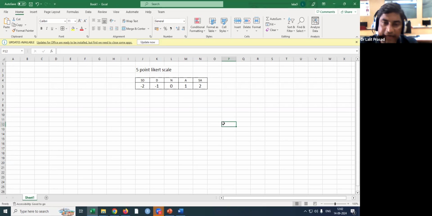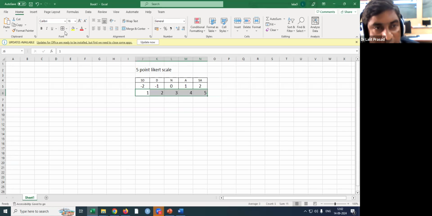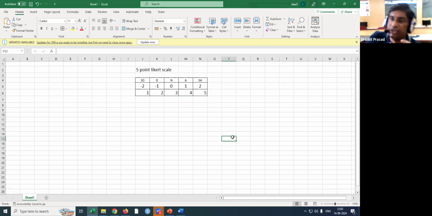Now we convert it like this: 1, 2, 3, 4, 5. Why do we do this? This is a 5-point Likert scale, we call it 1, 2, 3, 4, 5. Because when you are putting this data in an Excel sheet or any other software, if negative and positive values both come there, it will sometimes neutralize and you will get a zero value. So that's why we convert it from 1 to 5 to avoid the neutralization. Your mean value becomes 0, like this.